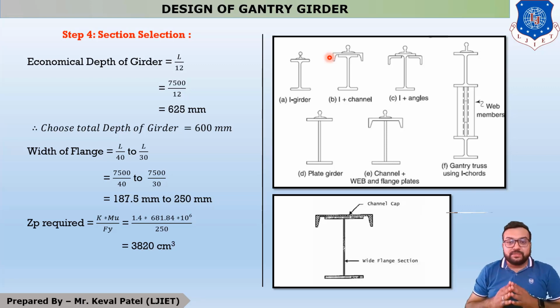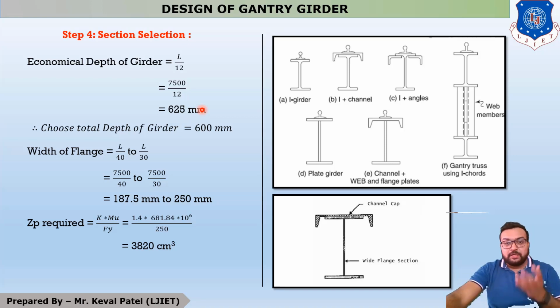Now you have to design the gantry girder. The span of the gantry girder in your question is given as 7.5 meter. 7.5 meter means 7500 mm. So your 7500 mm divided by 12, your answer is 625 mm.